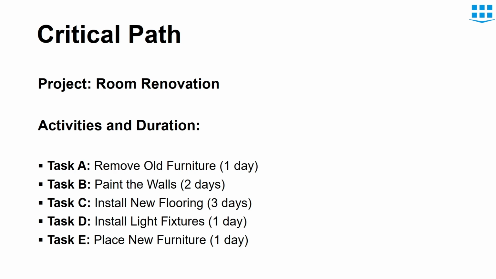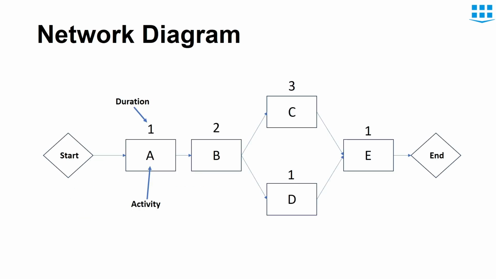But when we compare task C and D, we can see that install new floorings and install light fixtures, both of these activities can be done in parallel. Those activities which can be done in parallel are mapped out on the network diagram in the same manner. If we draw a network diagram of these activities, this can be drawn like this. Task A has a duration of 1 day, like we just discussed. Task B 2 days, C 3 days, D 1 day, and E 1 day.